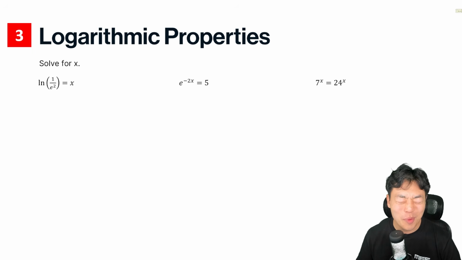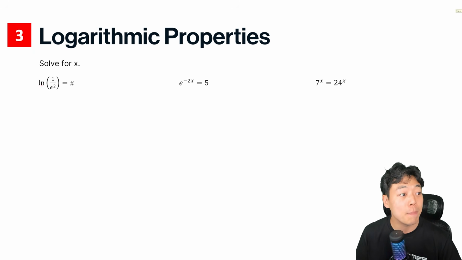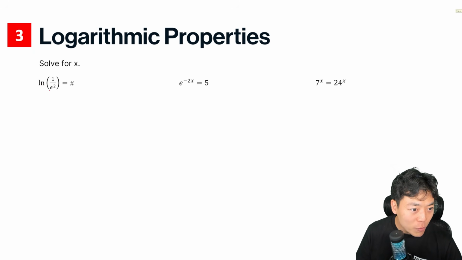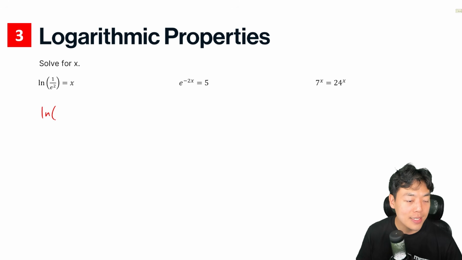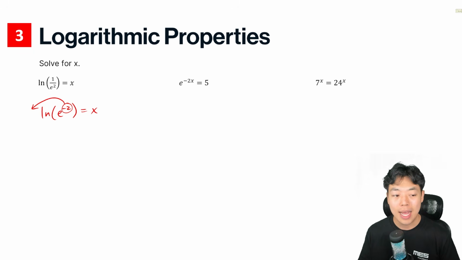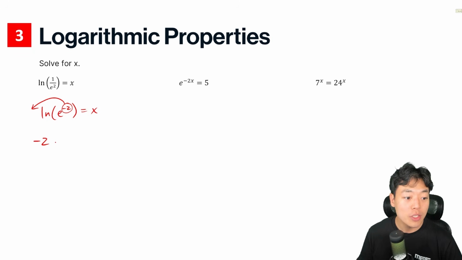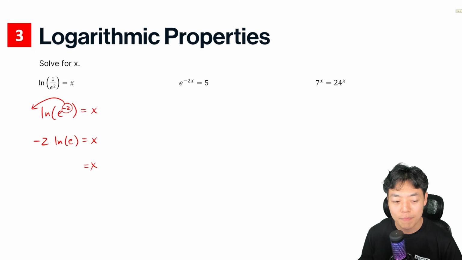Logarithmic property, super, super important. If we want to solve for x, what should we do here? I know the natural log has a base e. I can rewrite whatever's inside as the natural log of e to the negative second power, and we know that the power of the argument of the log can be rewritten or brought out as the coefficient of the log. So I have negative 2 times the natural log of e. But what is the natural log of e? This is just uno. So x is equal to negative 2.